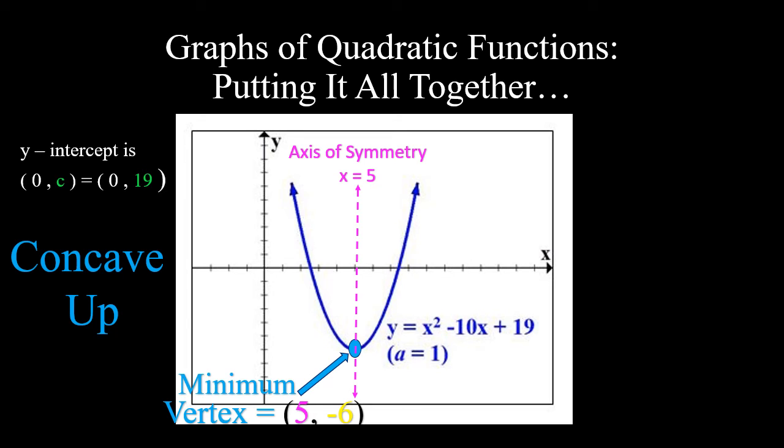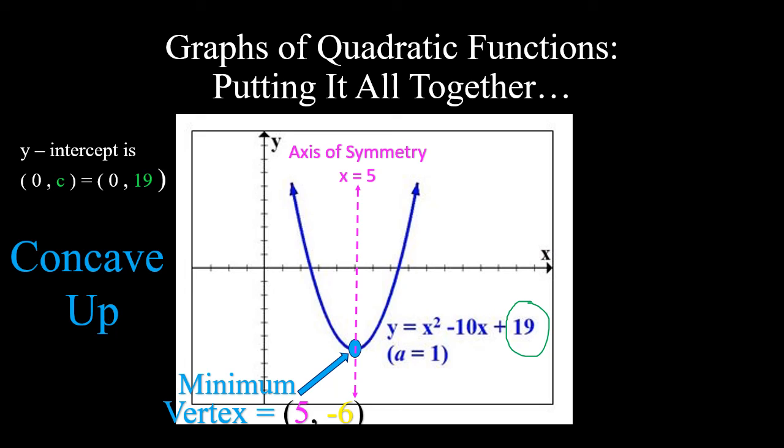We then talked about the y-intercept. The y-intercept is just the point (0, c), okay? So if you know your value of c, you also know your y-intercept, okay? For our graph, it's (0, 19), because 19 is our value of c, which means it's going to hit our y-axis up here at 19, (0, 19), okay?